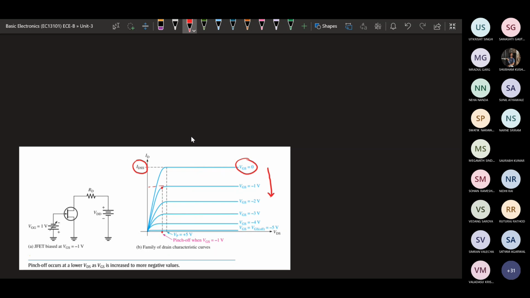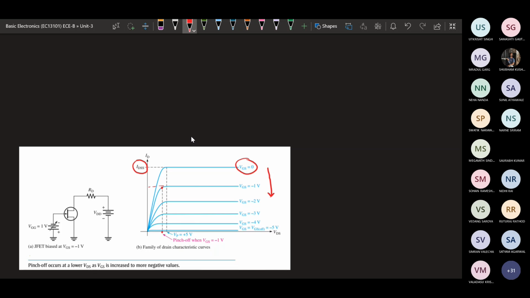Whatever reverse bias gate to source voltage we apply, the VGS will cause the complete pinch off structure. That will be called the off current or the off side. Okay, so we will analyze the relation between the pinch off voltage and the cutoff voltage. We can correlate these.